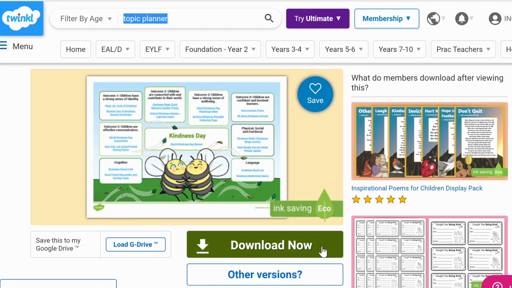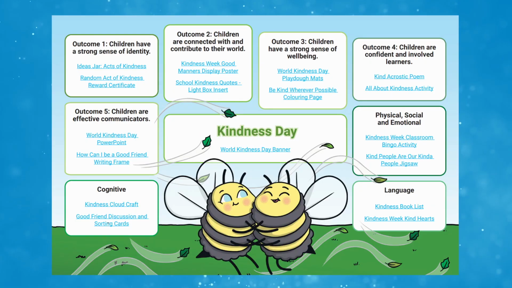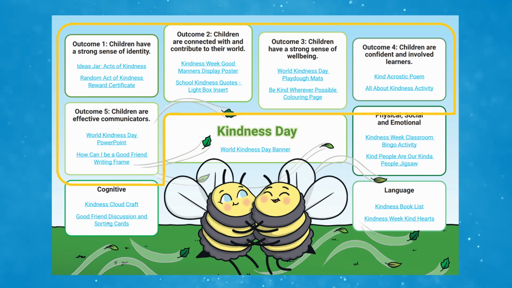To get started, just hit the download button and you'll be directed to a page that looks like this. Every topic planner is set around the 5 outcomes of the EYLF. Each of the outcomes have 2 resources that you can click on and it will take you directly to where you can download it on the Twinkl website.